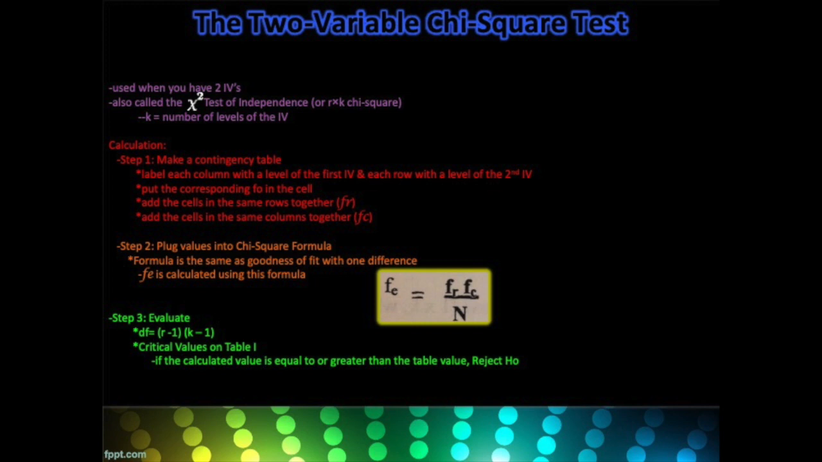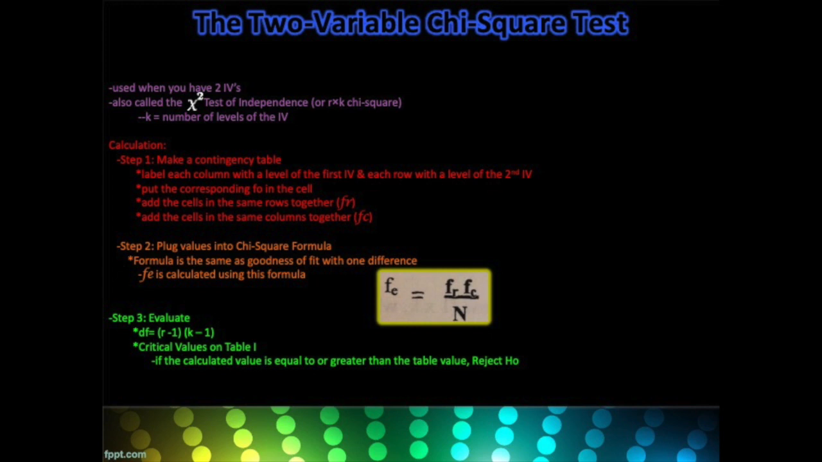But I always like to think of it as an R by C chi-square, because it's really looking at the number of rows by the number of columns. But I'll be showing more on that later when we get to degrees of freedom calculations. But technically, this test can be referred to as a two-variable chi-square, an R by K chi-square, or a test of independence.